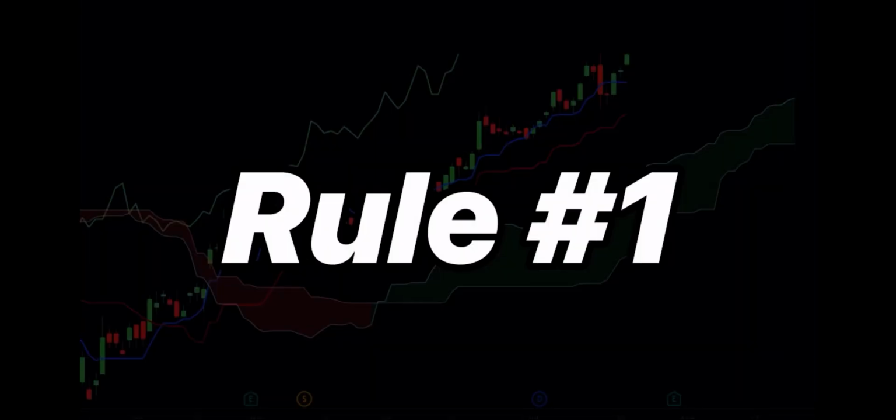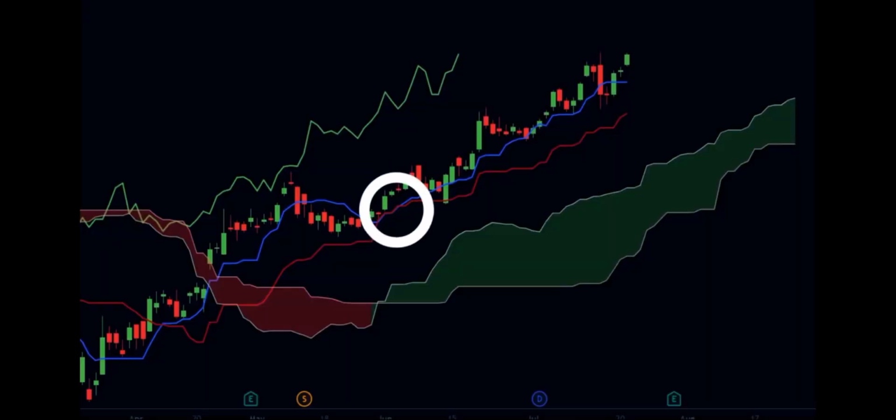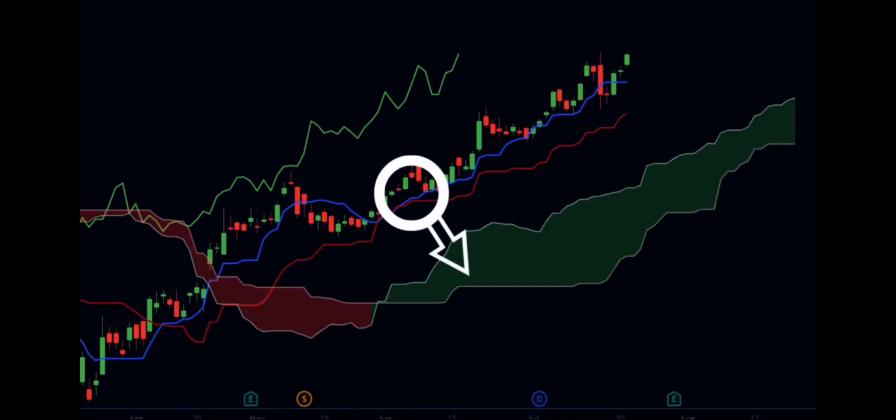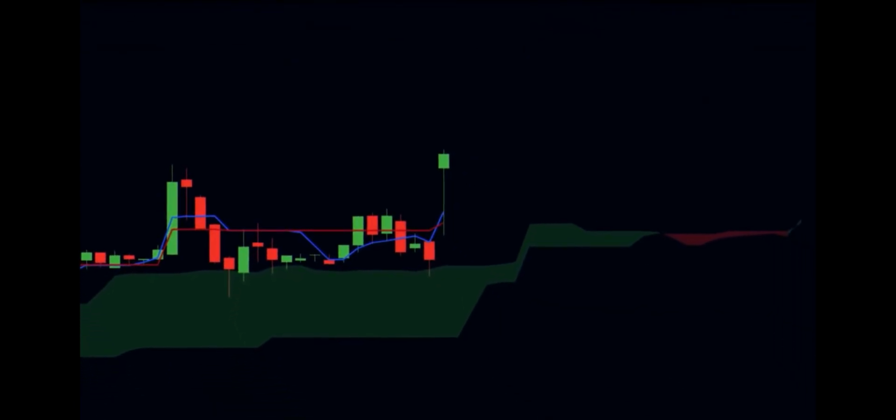Rule number 1. The conversion line crosses above the baseline. Rule number 2. The crossover happens above the cloud. Rule number 3. The cloud should be green at the time of crossover. Let's now look at a trade example to understand this strategy.